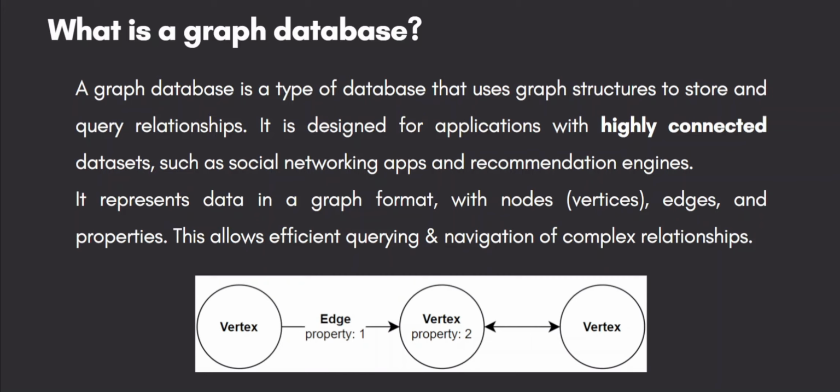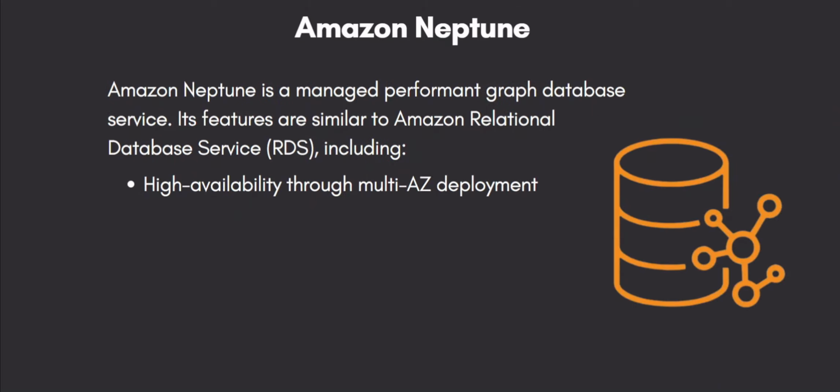A node or vertex is an entity such as a person, product, or concept. A link or edge is a connection between vertices, such as friendship between two users in a social media application. A property is a key-value pair that provides additional information about nodes and links, such as a timestamp about when users became friends. Amazon Neptune is a managed performant graph database service.